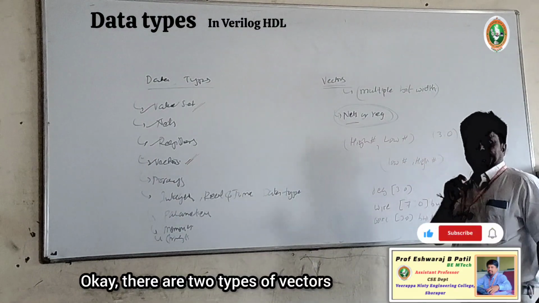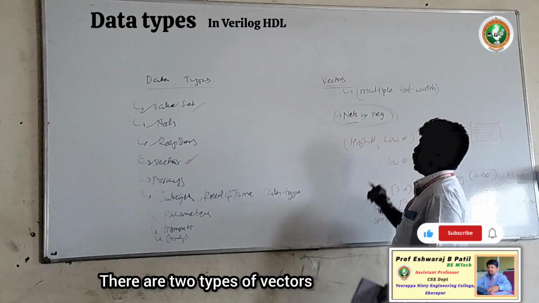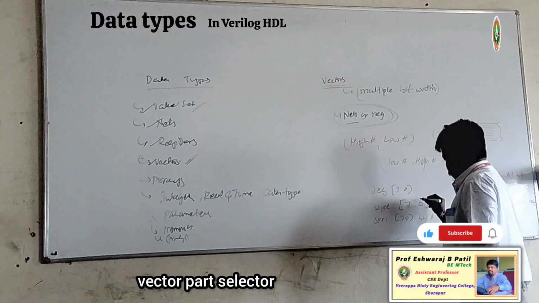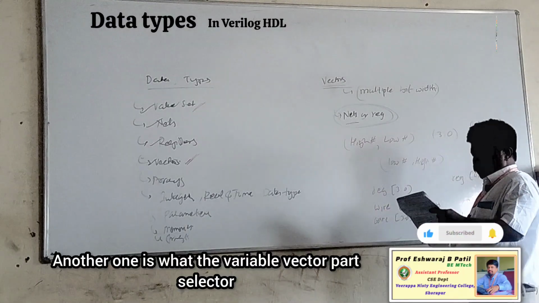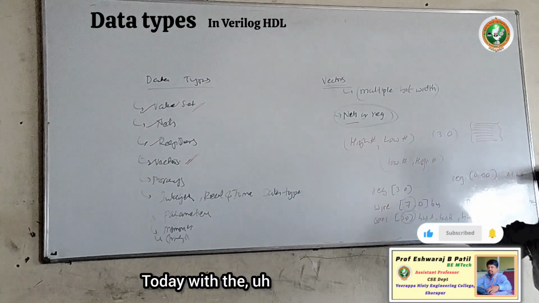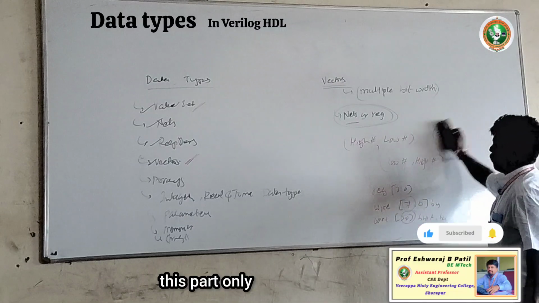There are 2 types of vectors. One is the vector part select. Another one is the variable vector part select. That one we'll see later. Today we'll start with this one only.